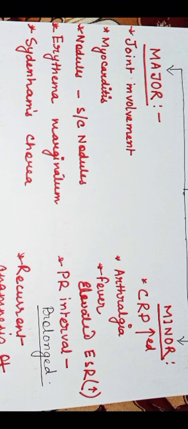Next point is that we will find some nodules on the skin, subcutaneous nodules. Next we will also find erythema marginatum, that is again included in the major criteria in Jones criteria. Then we have the last one, that is Sydenham's chorea. Now please remember, Sydenham's chorea is the late manifestation of this disease. It is the last symptom that appears in the disease, but of course it is included in the major criteria.